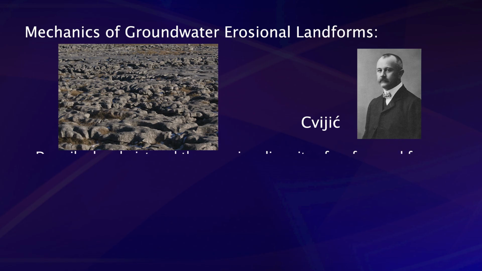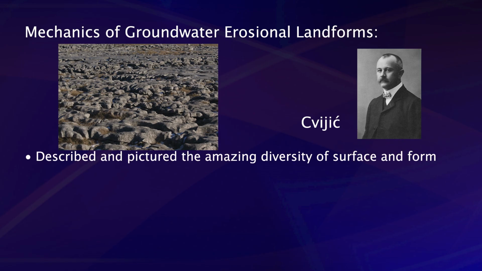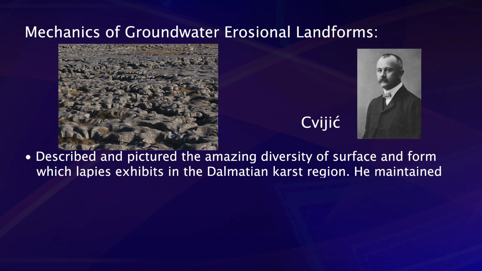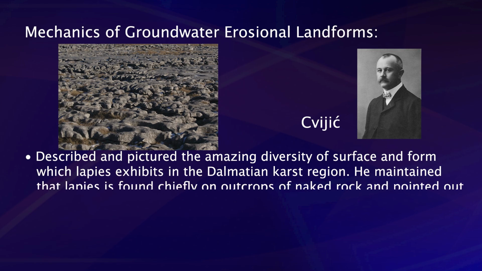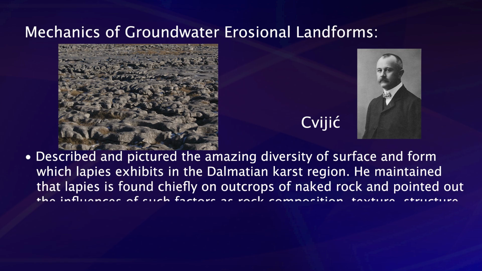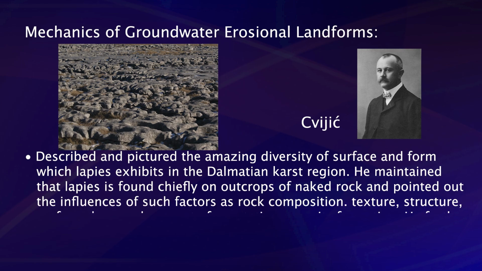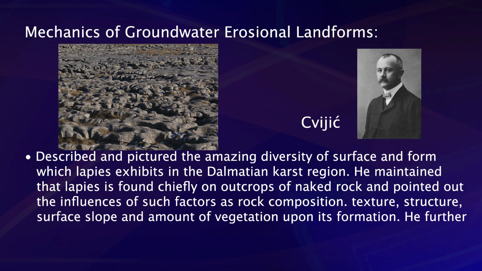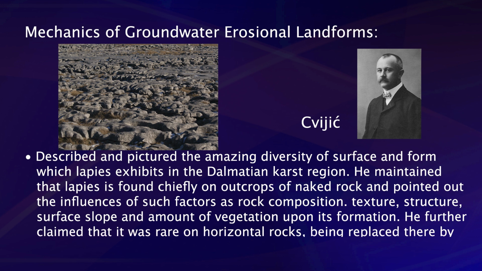Cvijić has described and pictured the amazing diversity of surface and form which lapies exhibits in the Dalmatian karst region. He maintained that lapies is found chiefly on the outcrops of naked rock and pointed out the influences of such factors as rock composition, texture, structure, surface, slope and amount of vegetation upon its formation. He further claimed that it was rare on horizontal rocks, being replaced by sinkholes.